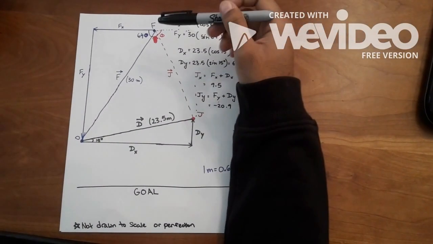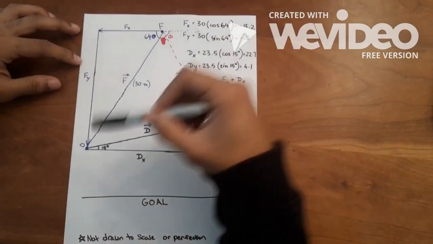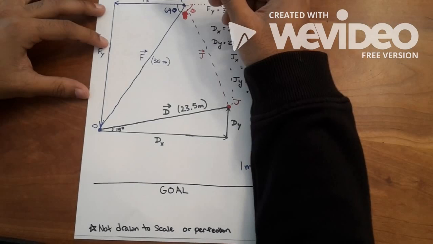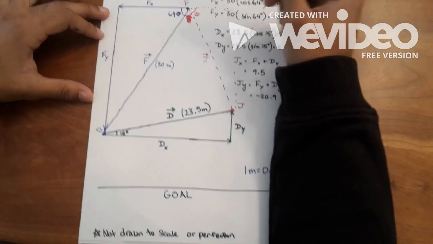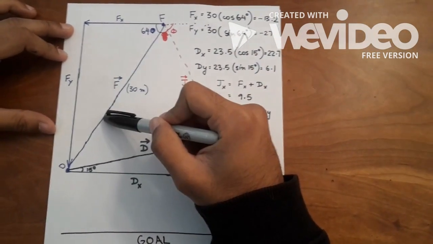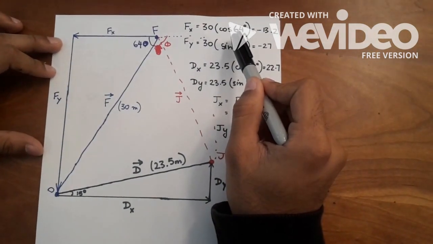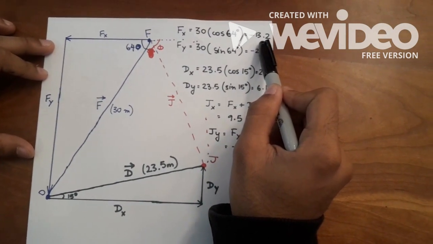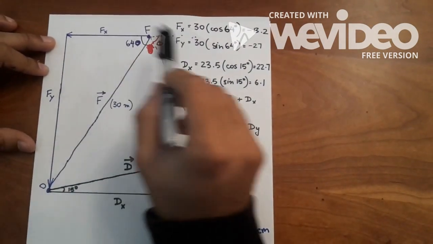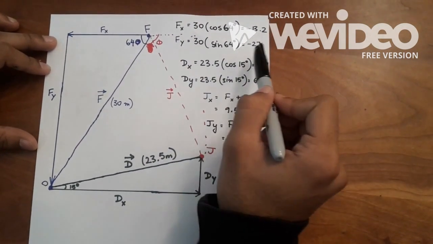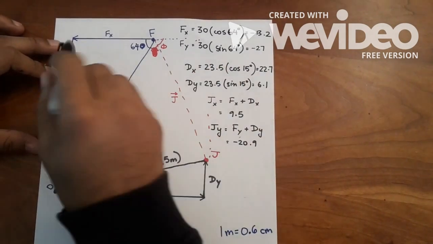What we have here is me kicking the ball to Drew and Drew kicking it to Jorge. So we find the component vectors of f of x and f of y. By finding f of x, we take 30, which is the distance from me to Drew, times cos 64 degrees, which equals negative 13.2, as it goes in the negative direction. And f of y equals 30 times sine 64 degrees, which equals negative 27, which is that right here.